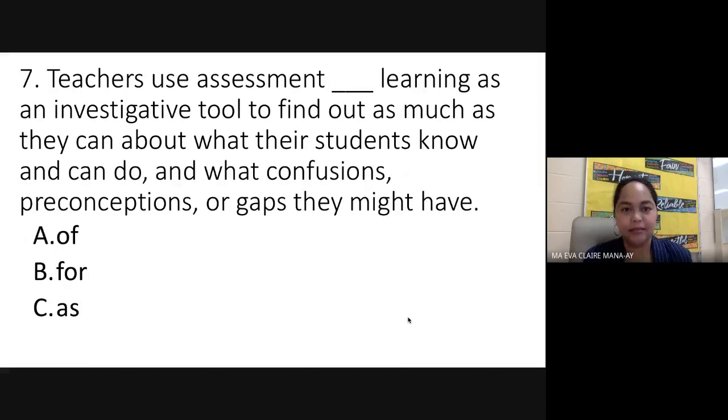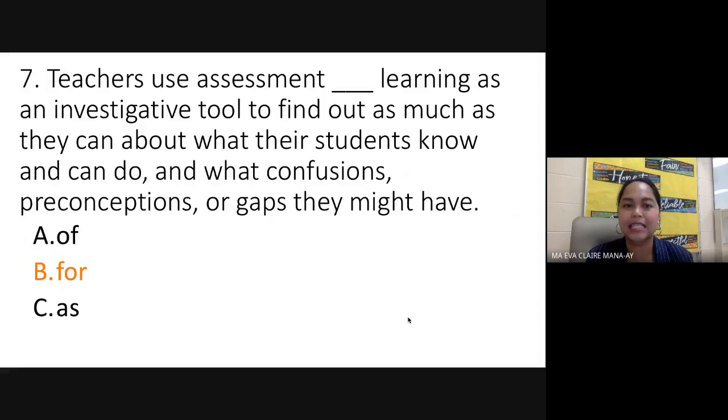Number 7. Teachers use assessment blank learning as an investigative tool to find out as much as they can about what their students know and can do, and what confusions, preconceptions, or gaps they might have. In this question, the teacher is using whatever it is that she gathers to guide her teaching. And so, this is letter B, assessment for learning.